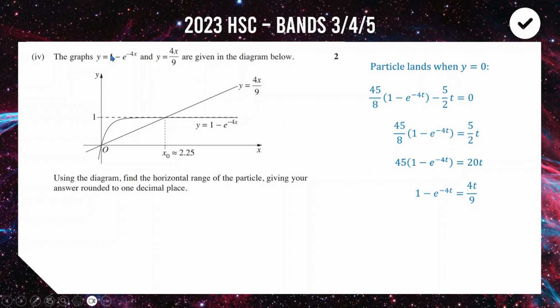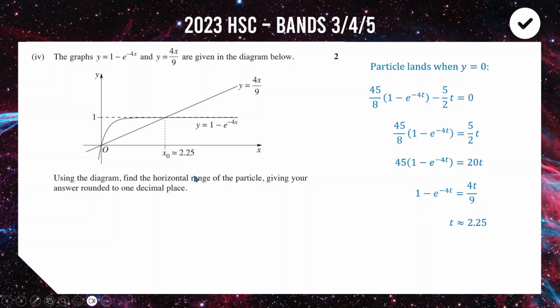We already have the graph of 1 minus e to the minus 4x, and we have the graph of 4x over 9. This picture tells me that these two cross over at approximately 2.25. That tells me that this equation has a solution at approximately t equals 2.25. That's when the left-hand side and the right-hand side are equal. So we say, cool, this is approximately solved by 2.25. So we know the time when it lands.